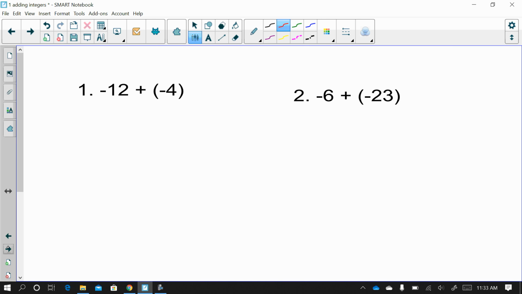Pause the video, try these problems very quickly. Okay, number 1, notice the signs are the same. -12 plus -4. I'm just going to add: 12 plus 4 is 16. Since they're both negative, my answer is -16. Same thing over here. I'm just going to add them. 6 plus 23 is 29, but they're both negative, so -29.